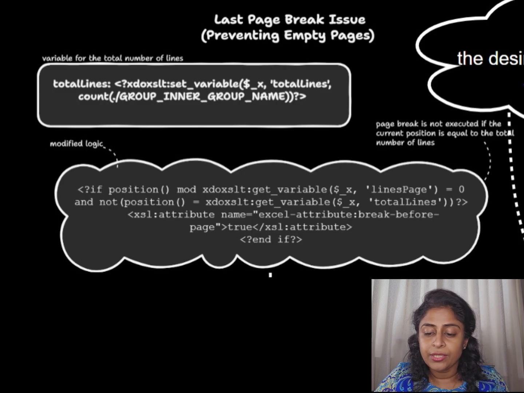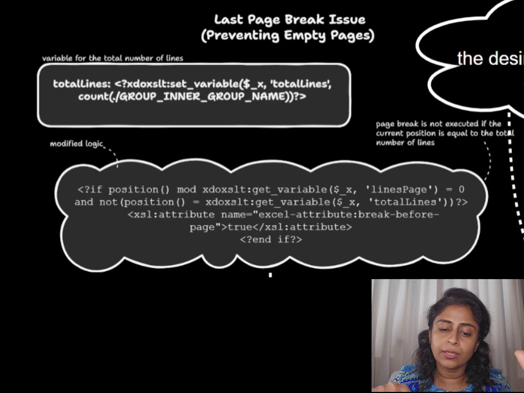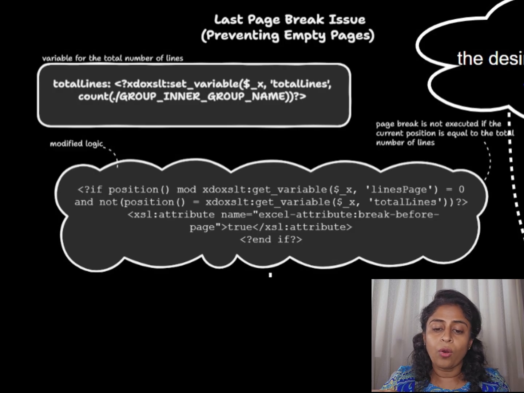So here we introduce an additional variable to track the total number of lines in our group, which is xdoxslt:set_variable total_lines. The count of group inner group name function counts all the records within your inner group, essentially all of your line items. Now we will use the modified condition, and this will ensure that the page break is not executed if the current position equals the total number of lines, preventing the unwanted blank page. This technique transforms your reports, and users can focus on manageable chunks of data, making analysis more efficient.